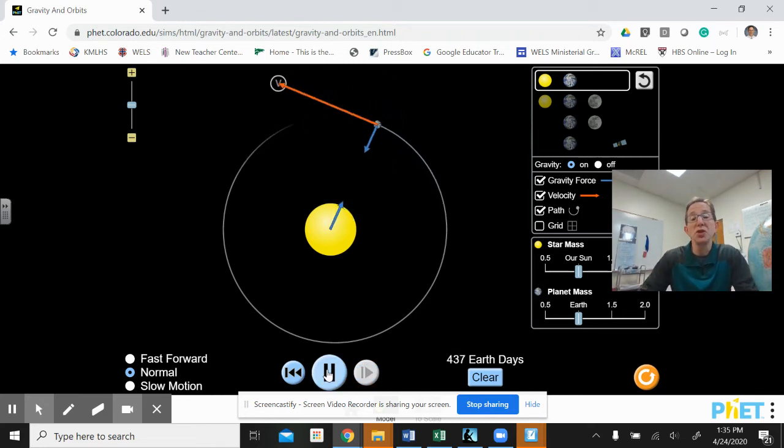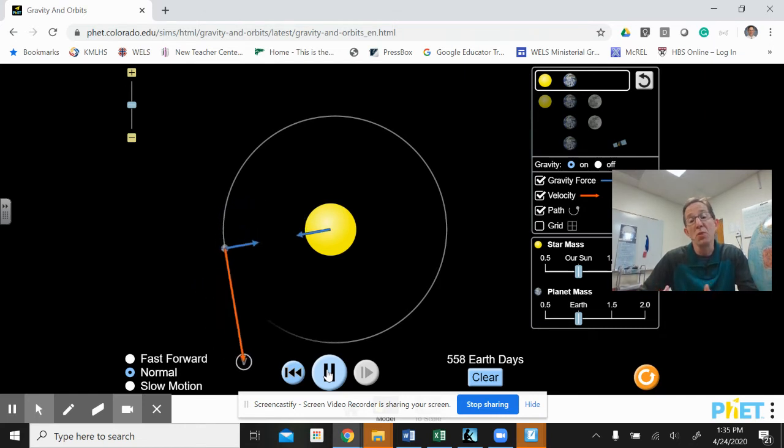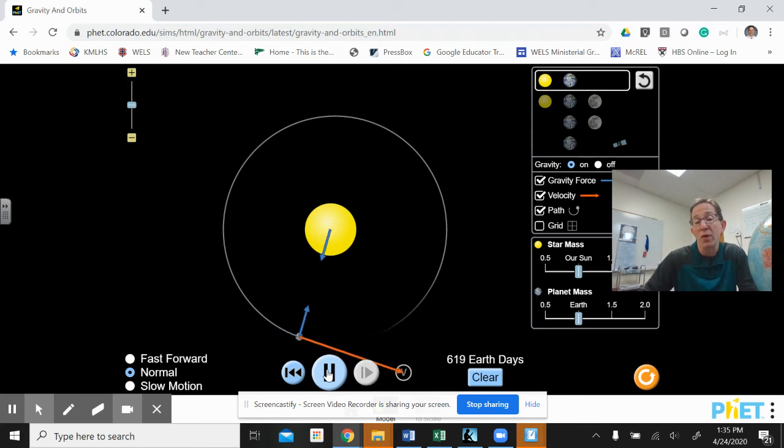The simulation doesn't show it real well, but the Earth does accelerate as well. It's moving as a result of that gravitational force. And the sun also moves as part of the Milky Way galaxy, revolving around the center of that galaxy.